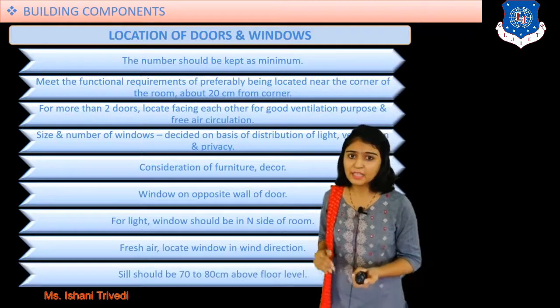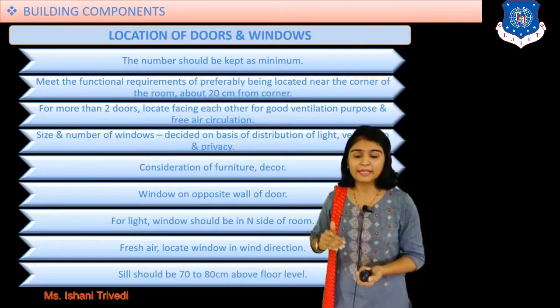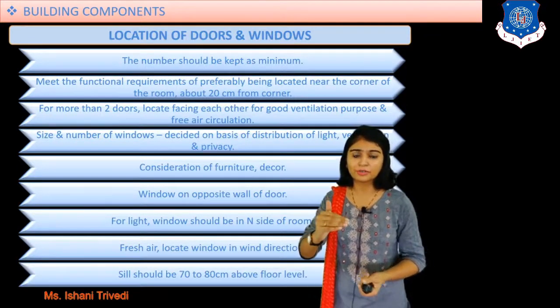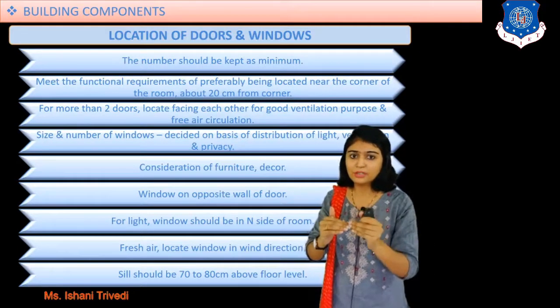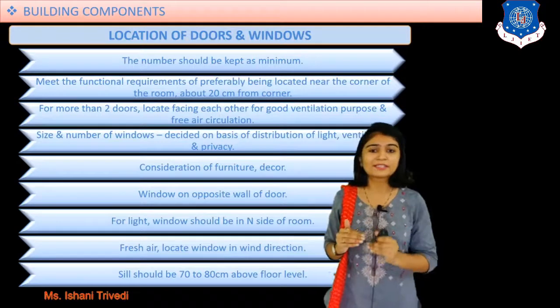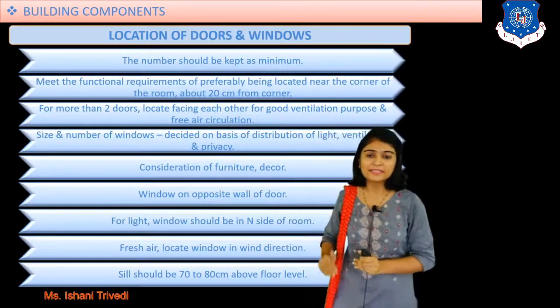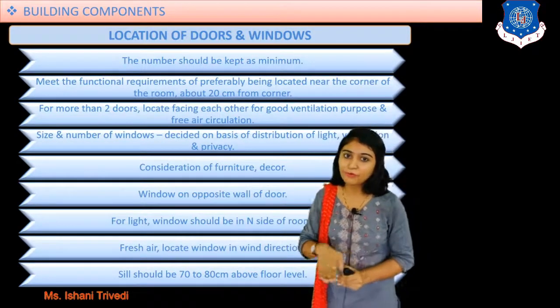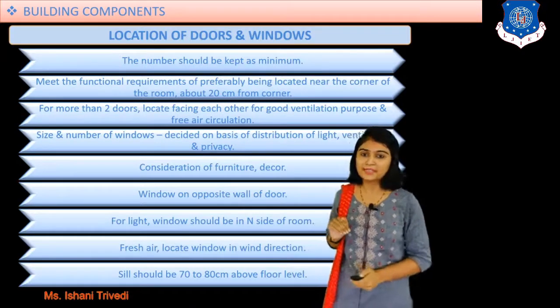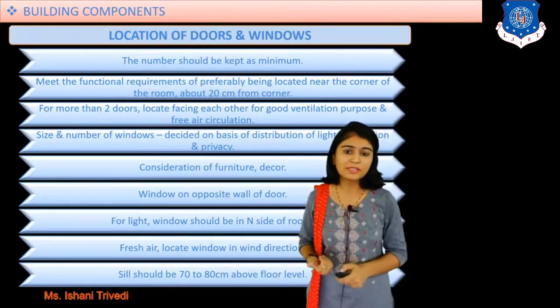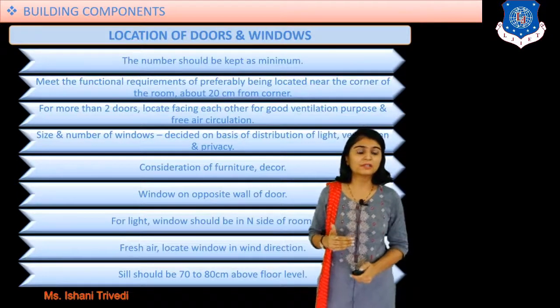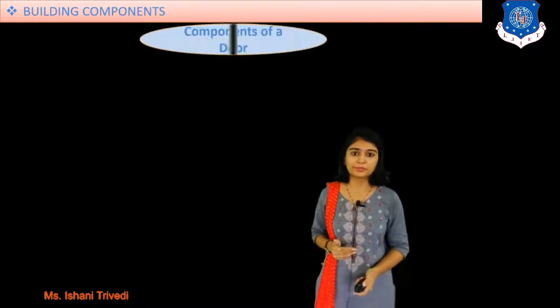And the last, if you are providing a window, then the sill level of your window. What is sill? That is the bottom part of your window. It should be at least around 80 centimeters above the floor level. So these are the requirements. Please keep in mind, you can have lots of short questions from this. So this makes your location of doors and windows.